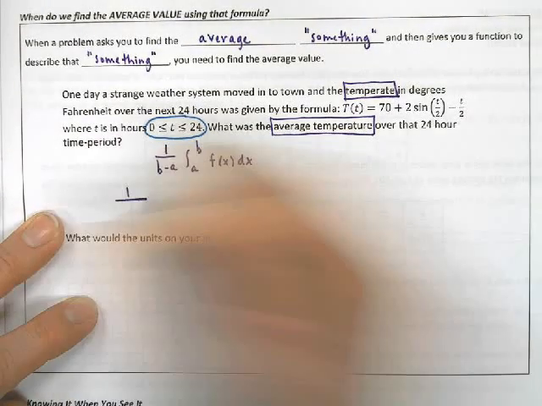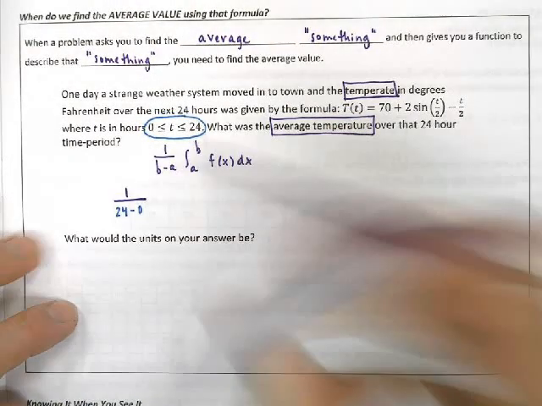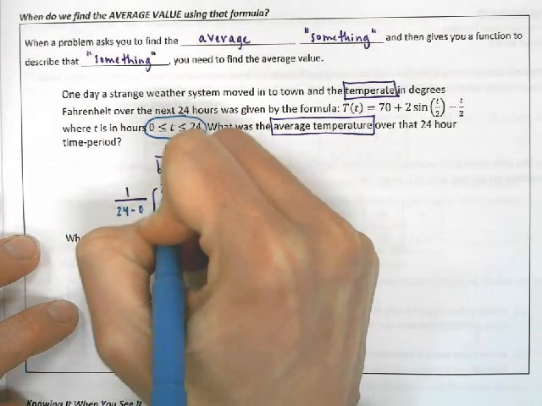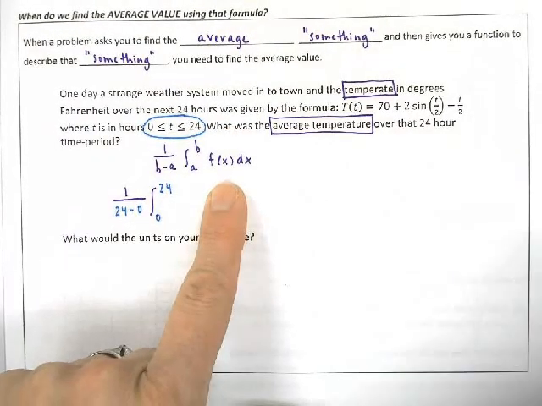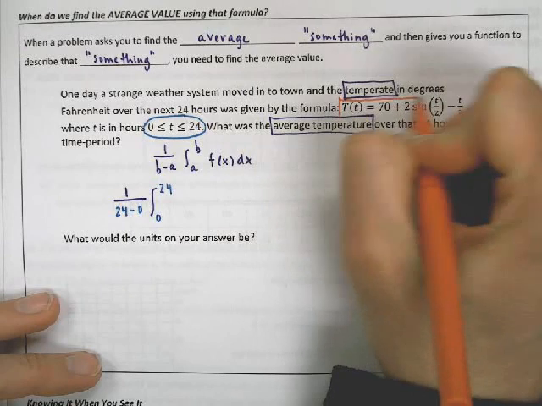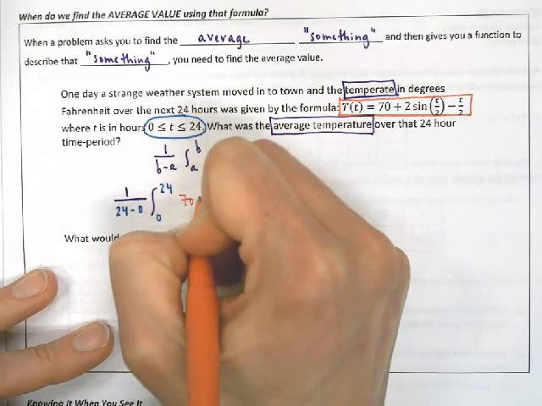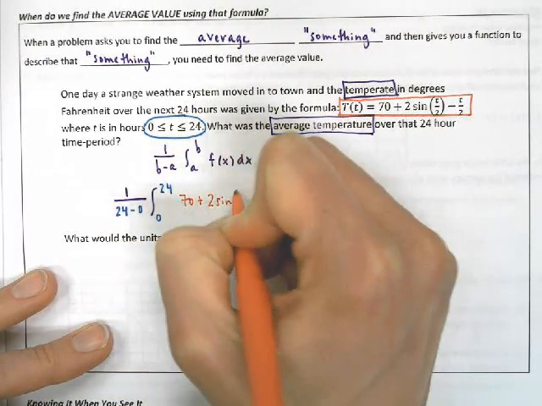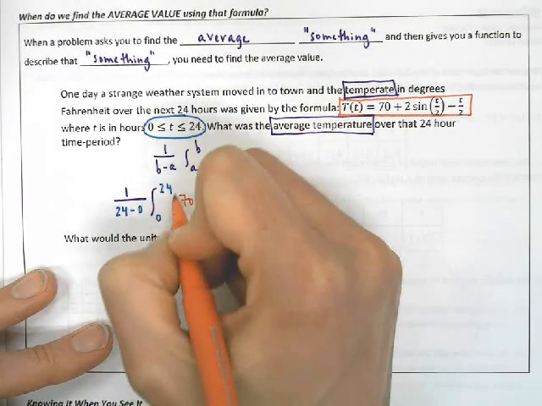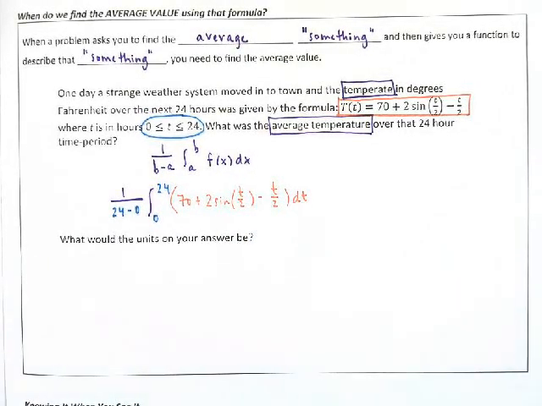So I'm going to have 1 over, now I have 24 minus 0, times the integral. Again, this is my interval, my bounds for my integral. Now my function is my temperature formula here. That's what I'm integrating. Okay, so I'm going to integrate 70 plus 2 sine of t over 2 minus t over 2 dt. Again, I'm going to keep my variables consistent there.